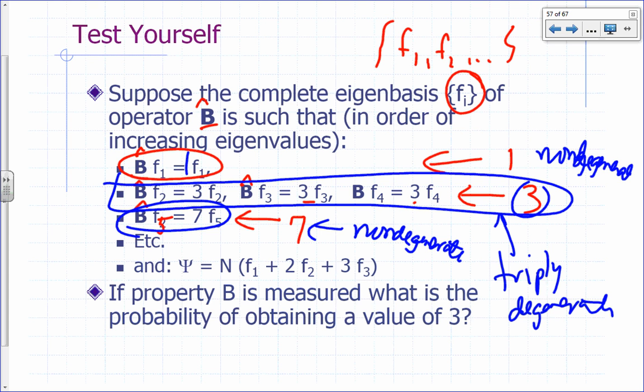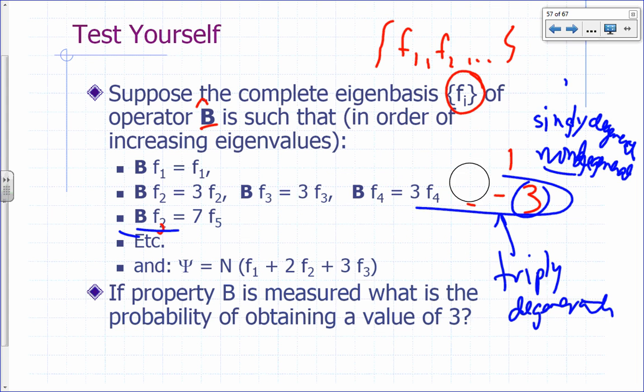Sometimes, just because of the way we use words in English, when we say non-degenerate, we can also say that this is singly degenerate, because the degeneracy is equal to 1. So when we say the degeneracy is equal to 1, that means singly degenerate. We can also say it's non-degenerate. All right. So these are your eigenfunctions and eigenvalues.